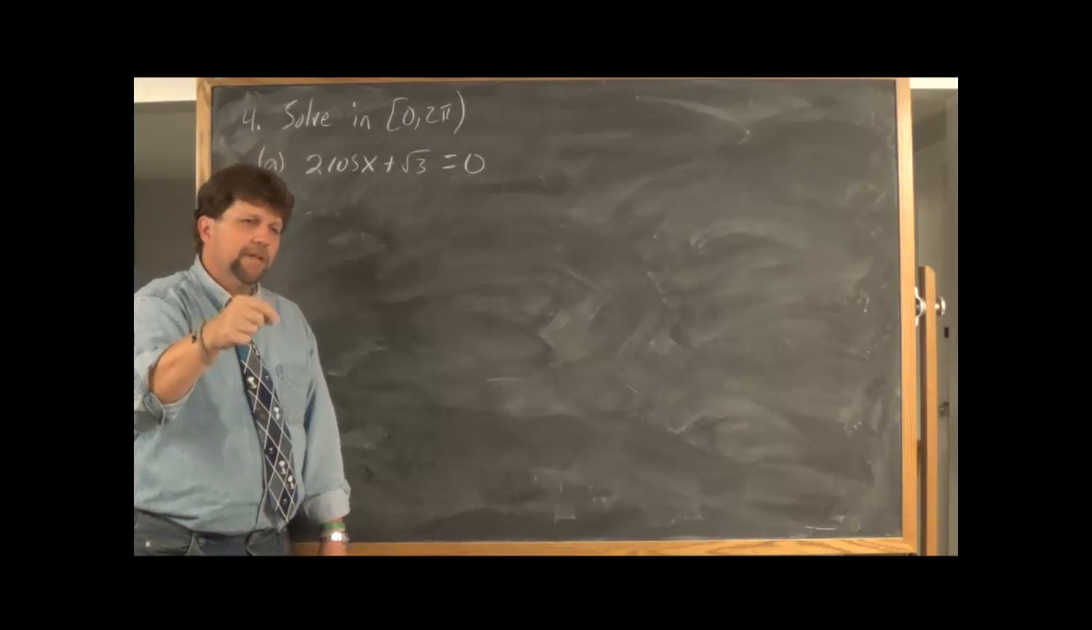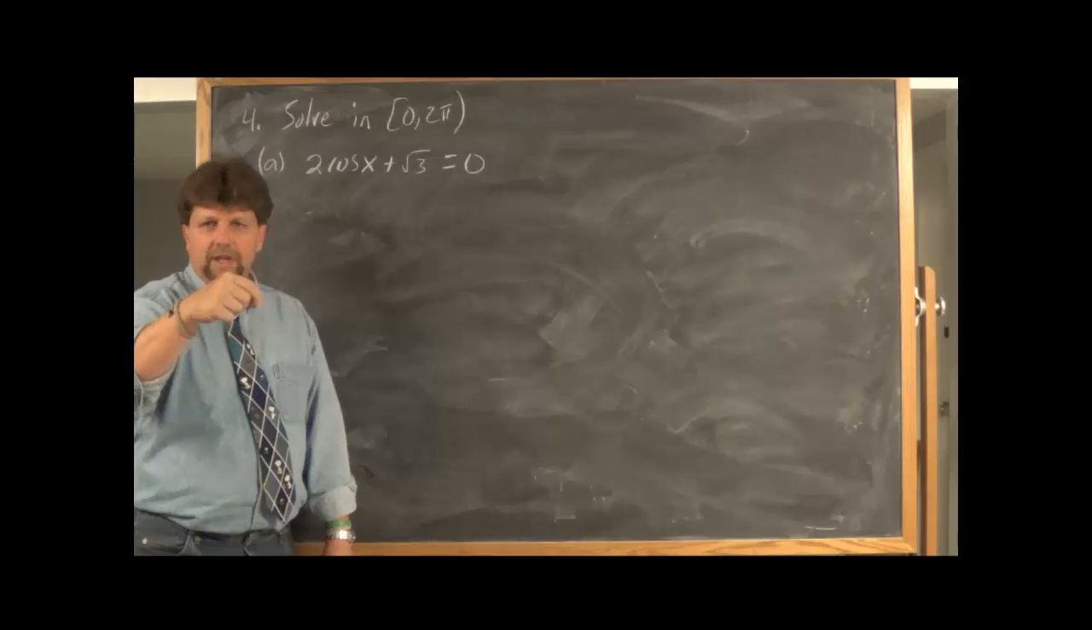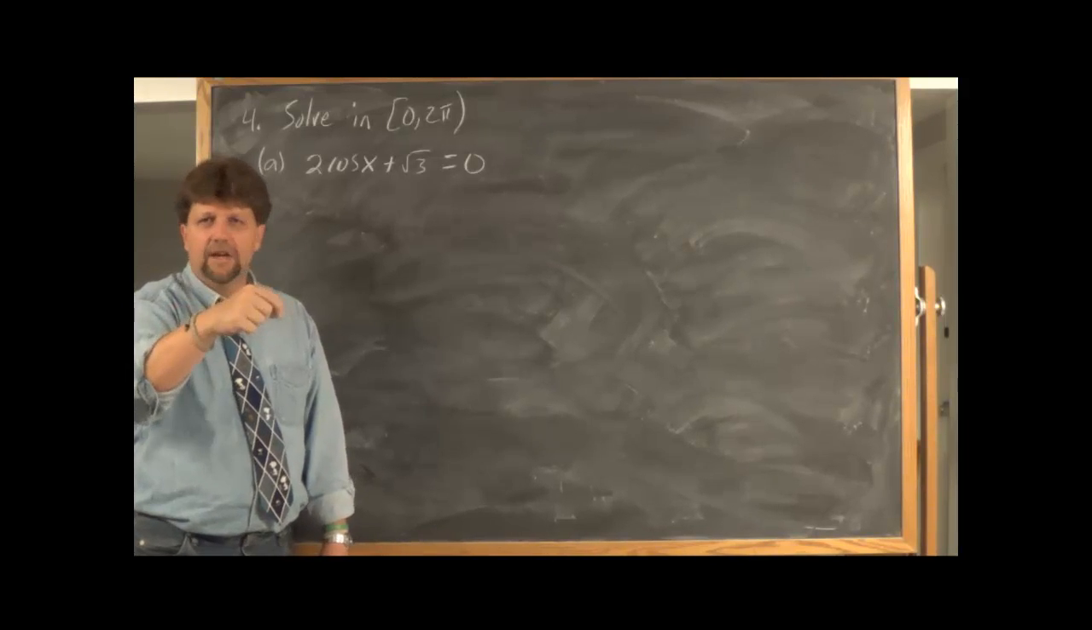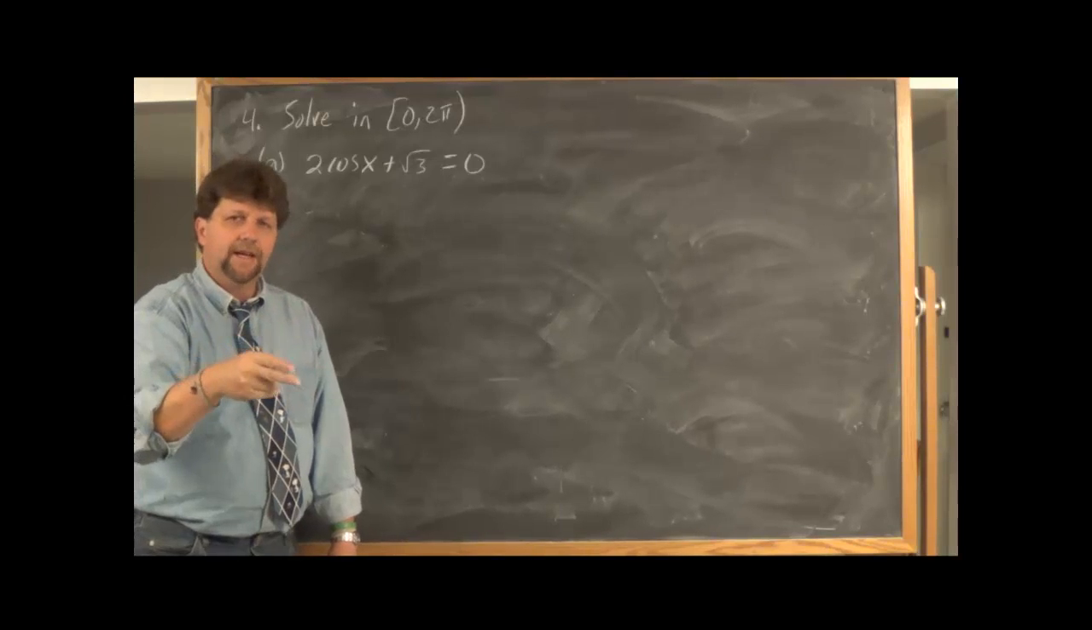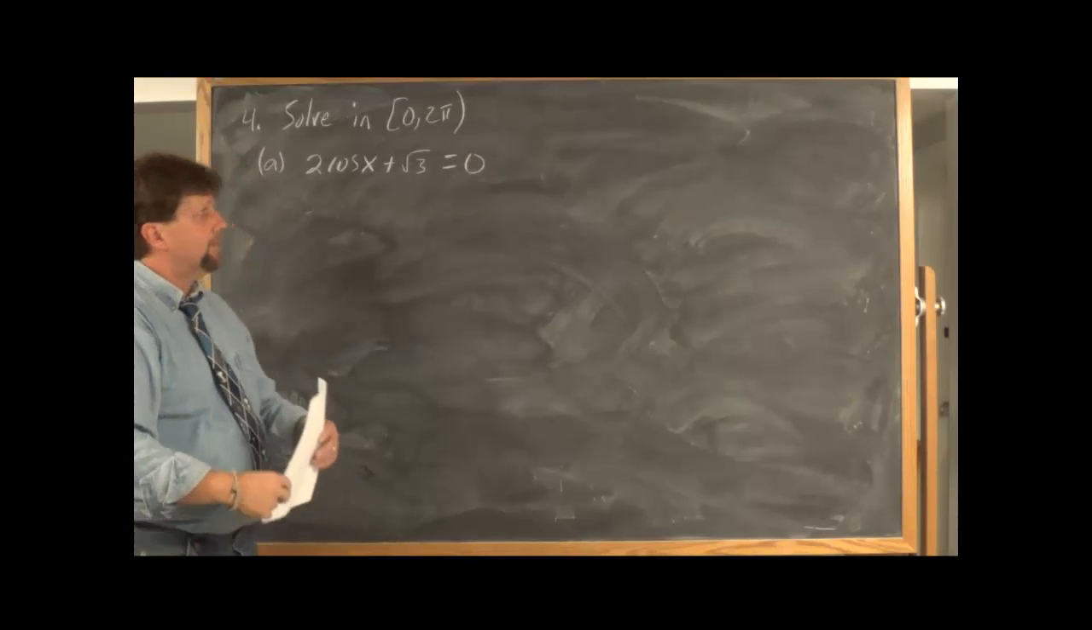I know some of them in the book, you had to write them like all solutions with a multiple of pi over 2 or pi with a k tossed in there. We're not doing that here. We're just solving in the interval 0 to 2 pi.